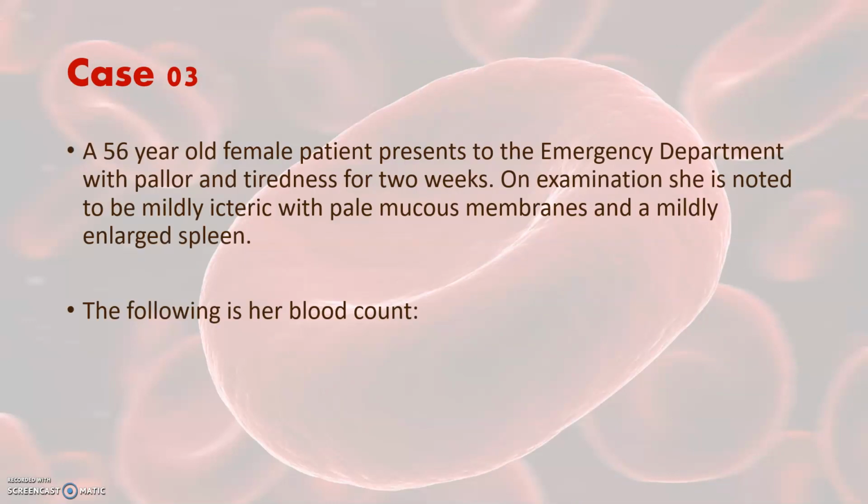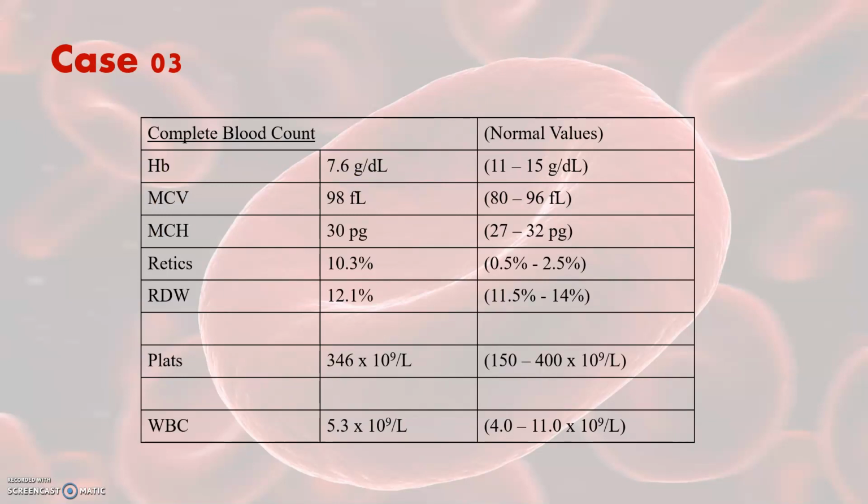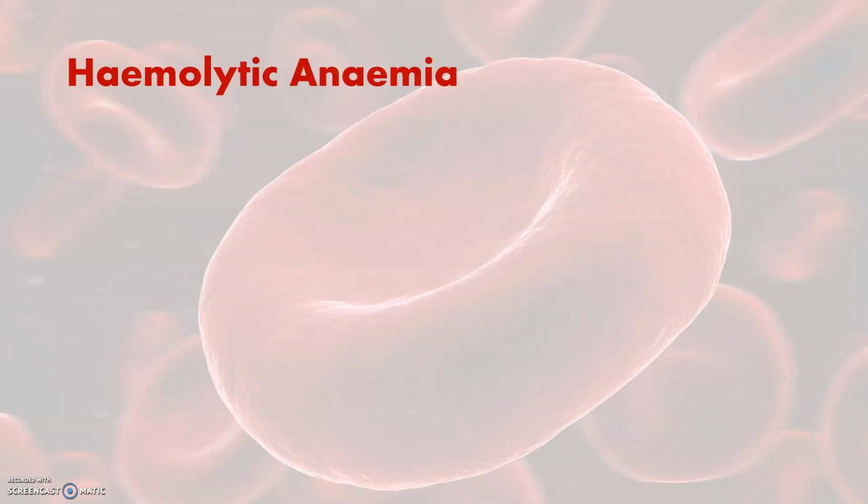So let's go on to some more cases. Case 3 is a 56-year-old female patient presenting to the emergency department with pallor and tiredness for 2 weeks. She's icteric and pale with an enlarged spleen, and this is her blood count. Again, pause the video, see if you can work out what's going on here. Yeah, this is a patient with hemolytic anemia.